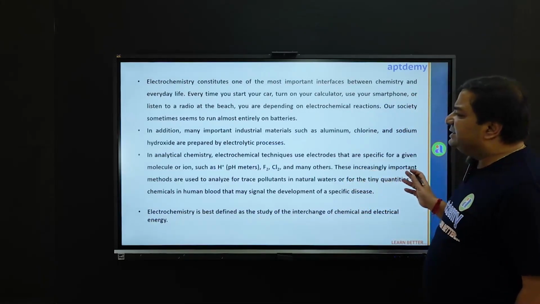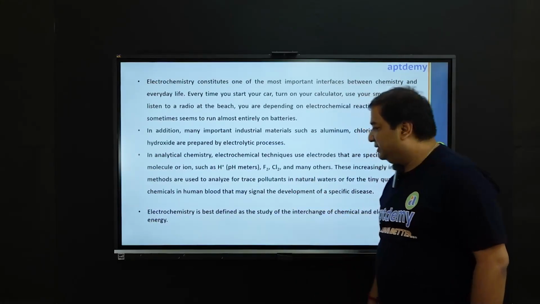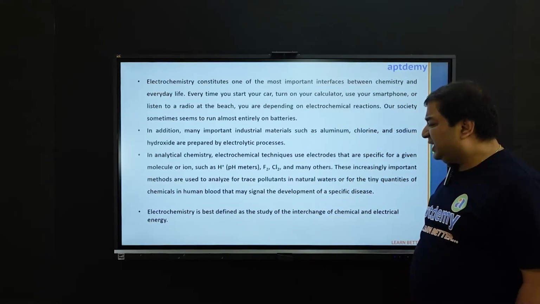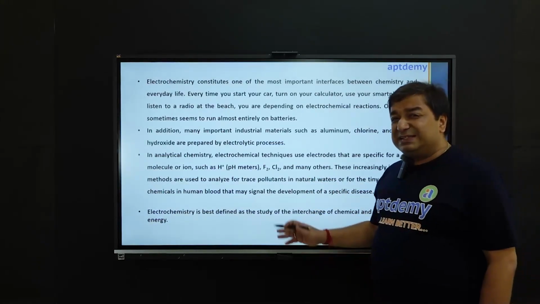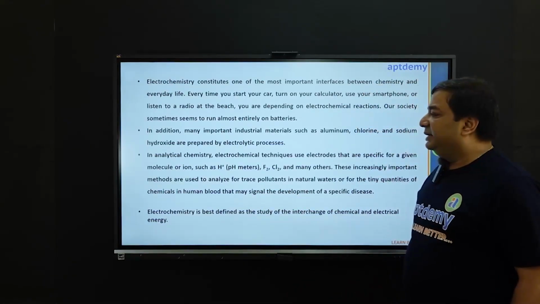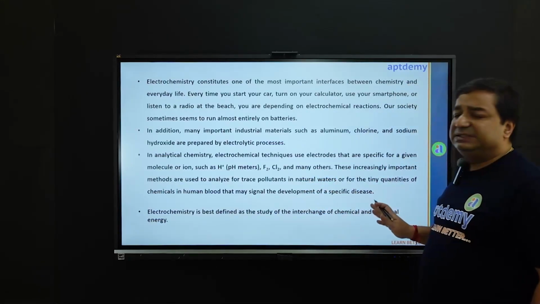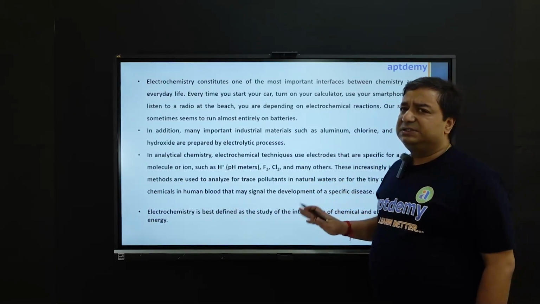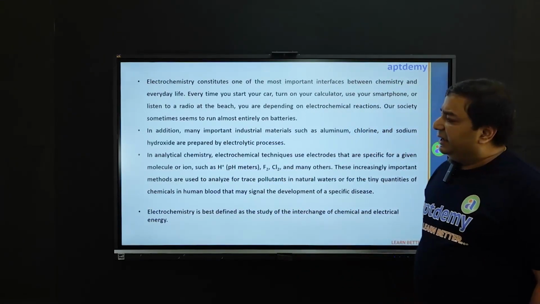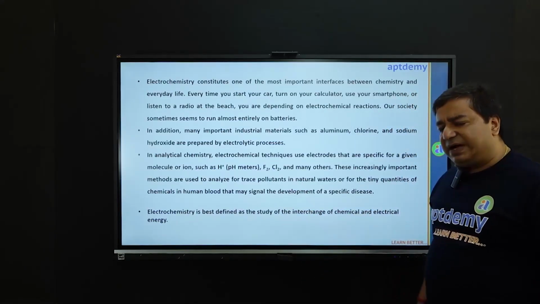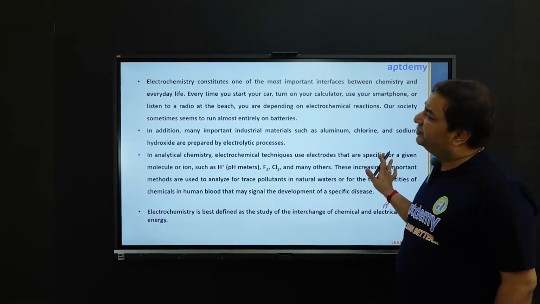These increasingly important methods are used to analyze trace pollutants in natural waters that can affect the aquatic system, or tiny quantities of chemicals inside human blood that may signal the development of a very dangerous disease. We can identify such diseases at a very early stage by using electrochemical techniques. Electrochemistry is best defined as the study of the interchange of chemical and electrical energy.